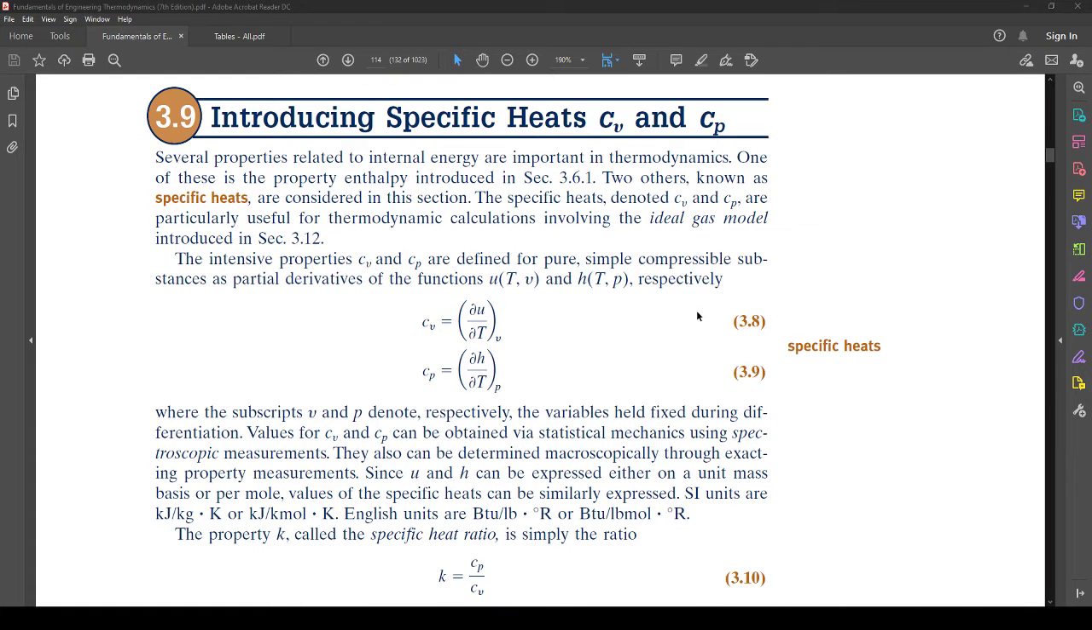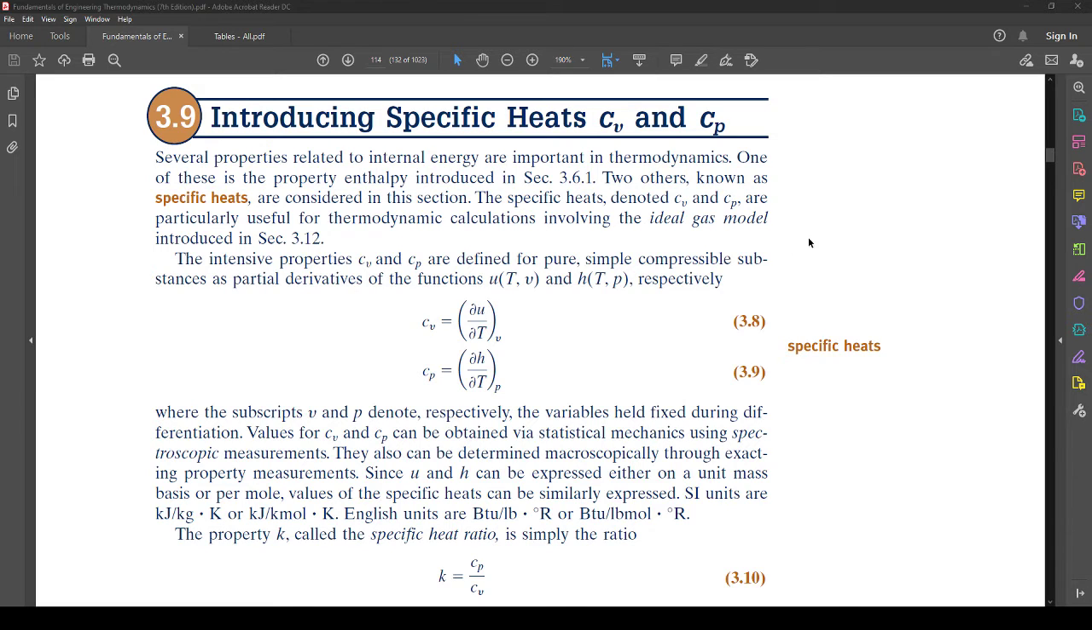And so, in 3.9, we are introducing a new concept. You won't use it super often. Okay, well, you'll use it every now and again. What it is called is specific heats, C sub V and C sub P. It's a heat transfer concept that maybe in 302 you'll talk about more. But for now, we're just going to introduce it.